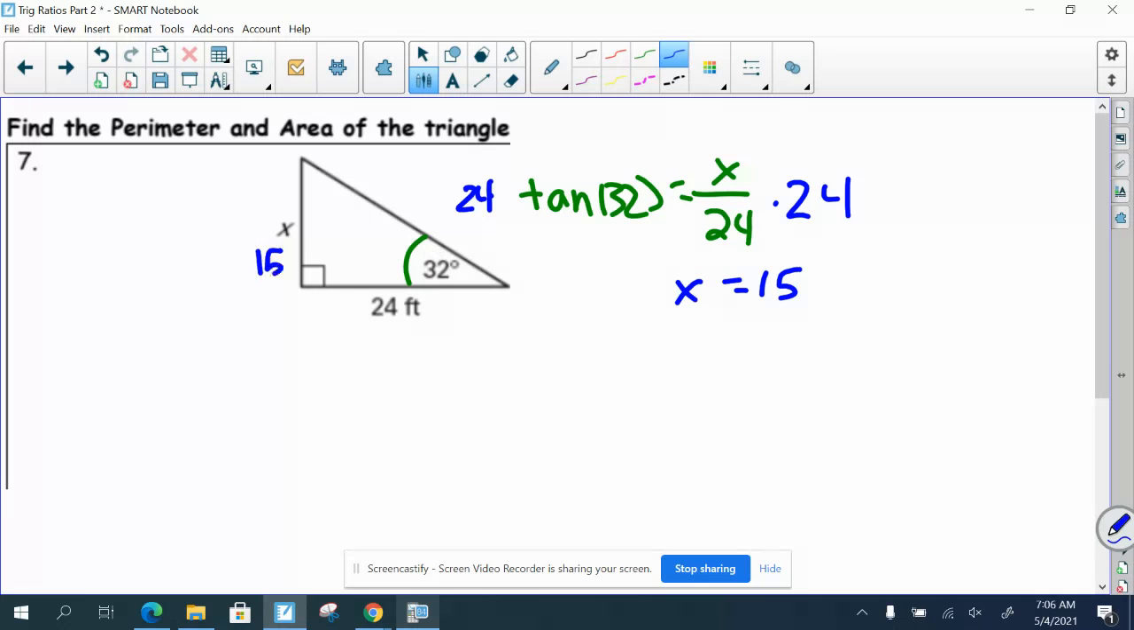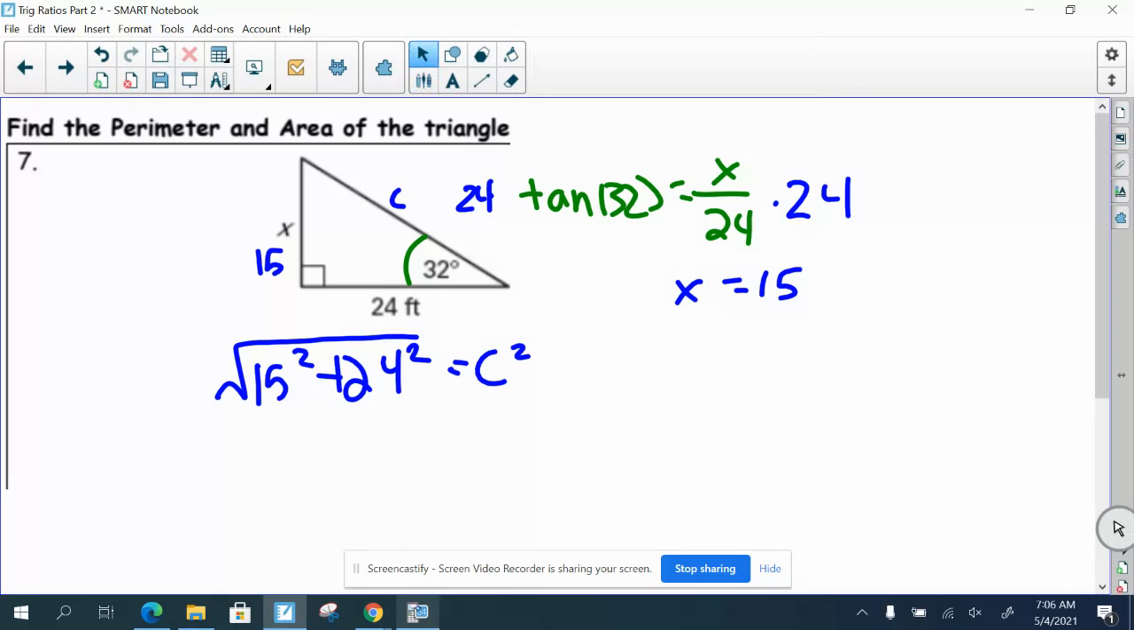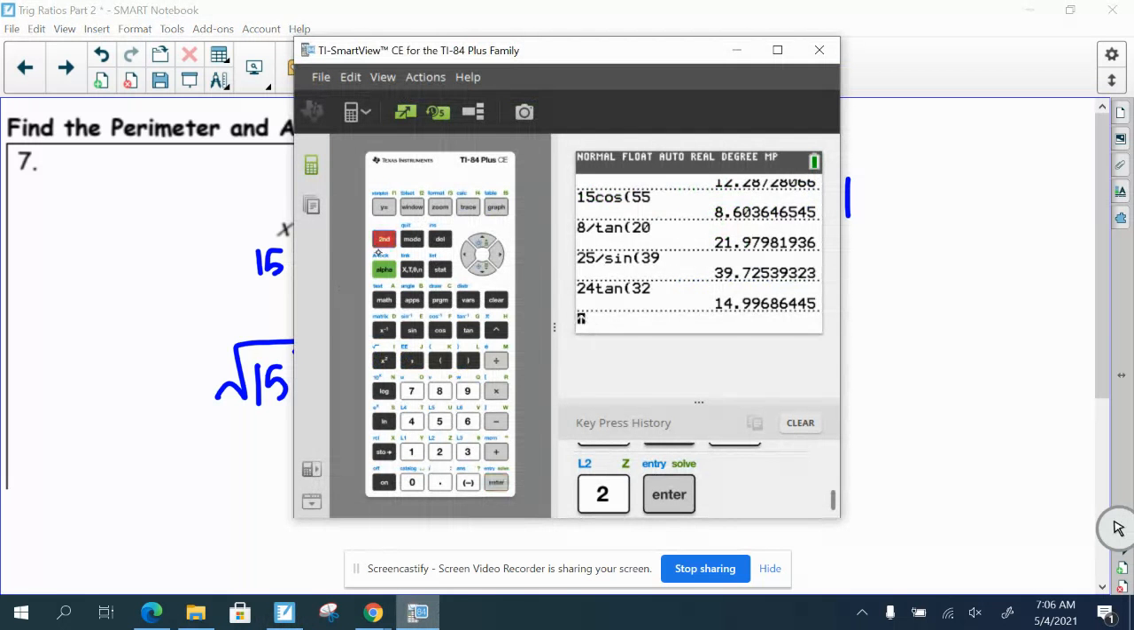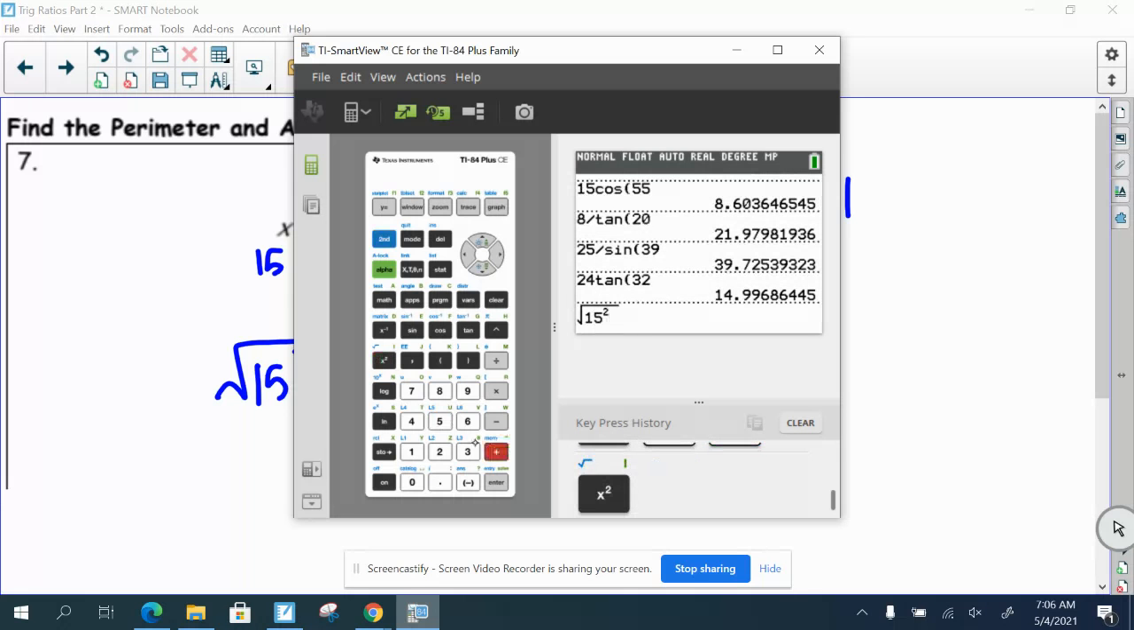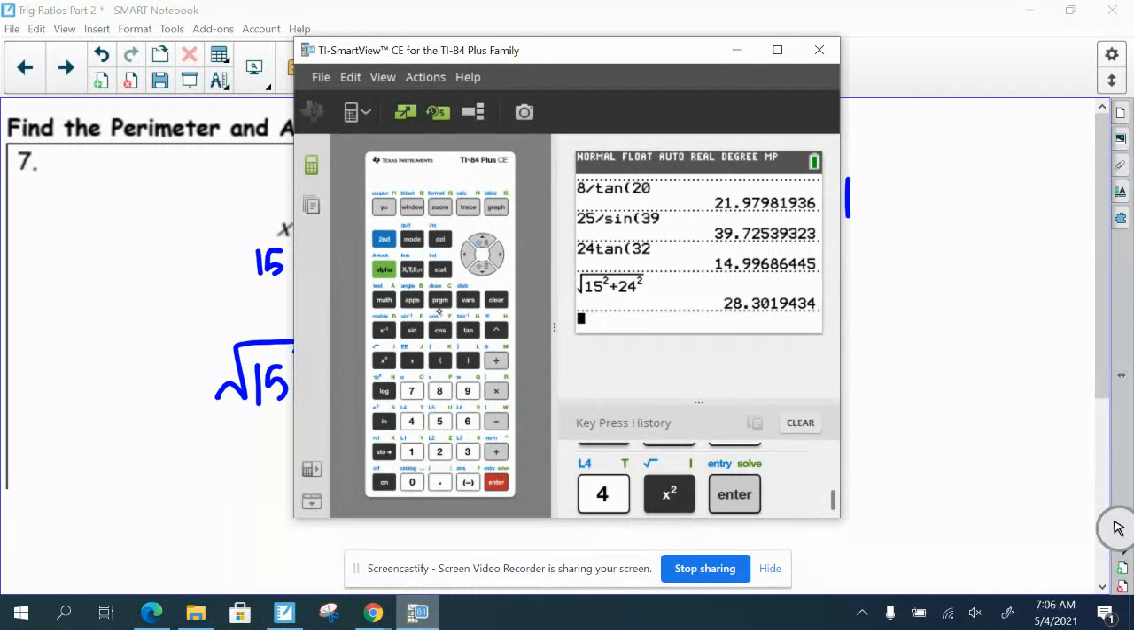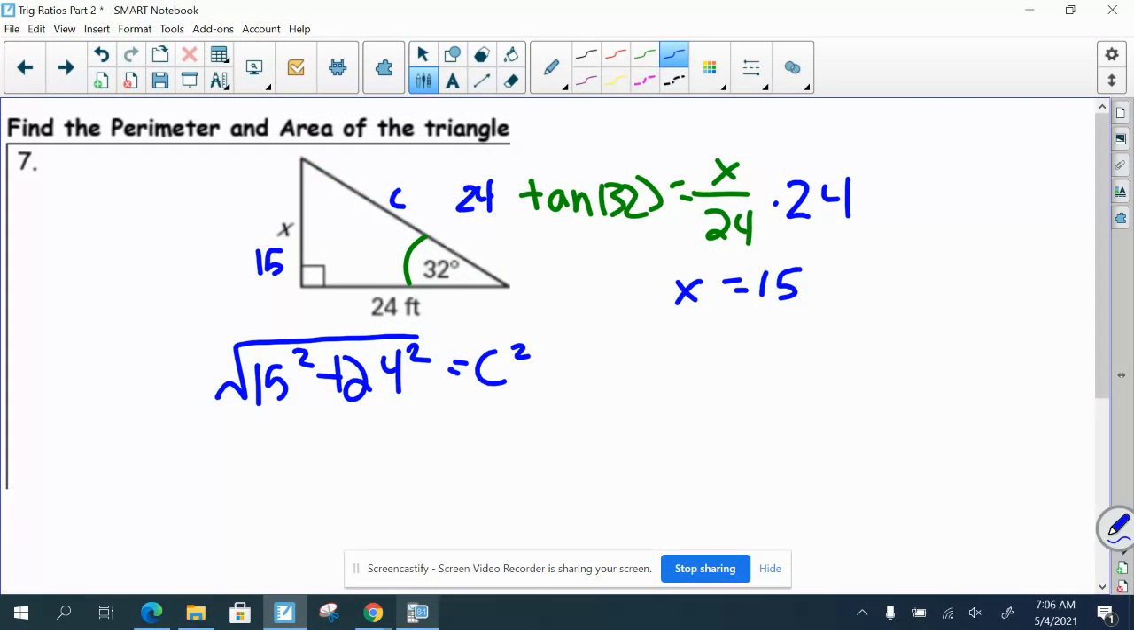So we could do 15 squared plus 24 squared equals c squared, where this is c. So then I would do the square root of 15 squared plus 24 squared. So the square root of 15 squared plus 24 squared is 28.3.